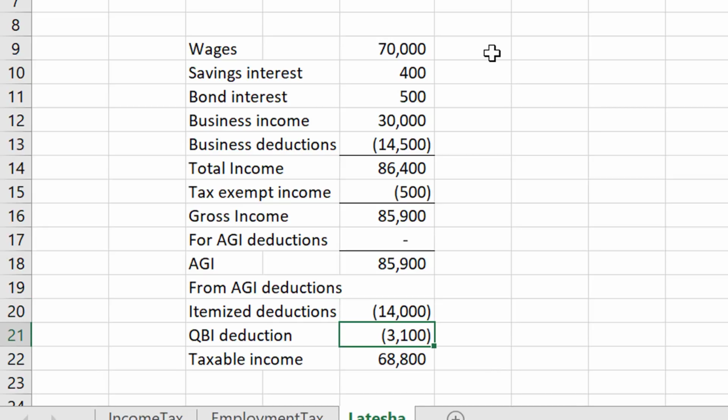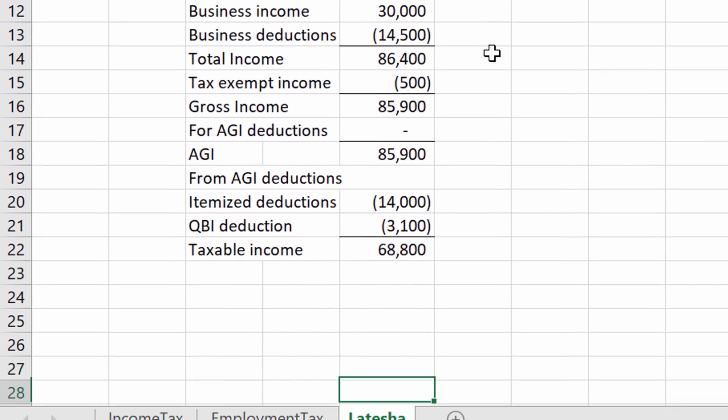And then if you were really on your A game, which I wouldn't have expected any of you to be, you also could have calculated her QBI deduction. Note that she had business income. That was self-employed business income. She's eligible for the QBI deduction of 20% times that amount. That yields taxable income of $68,800.